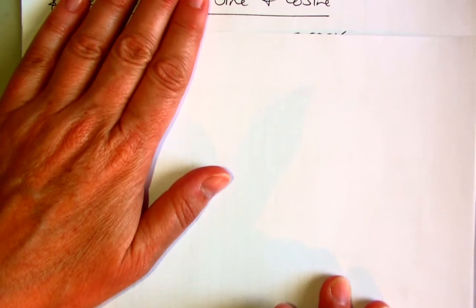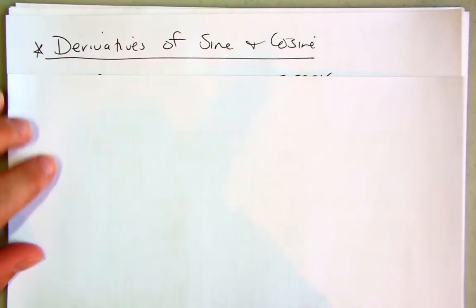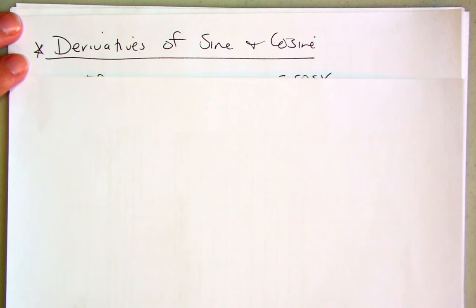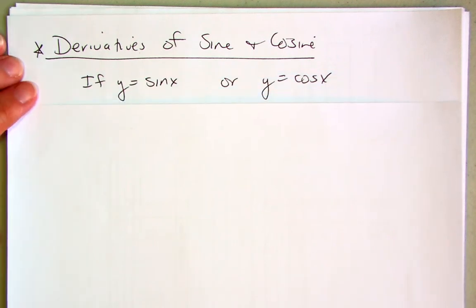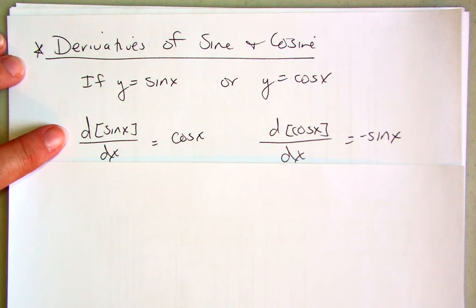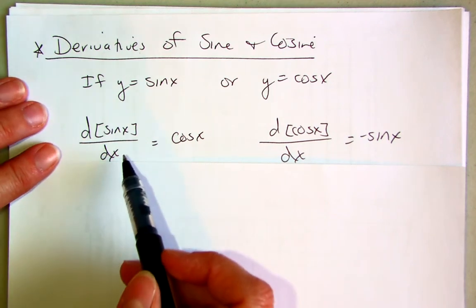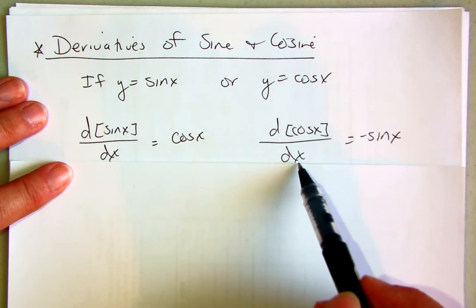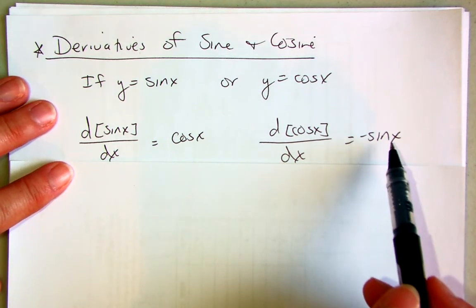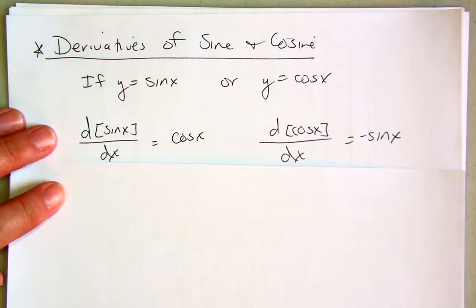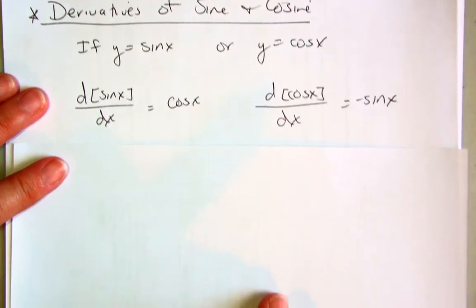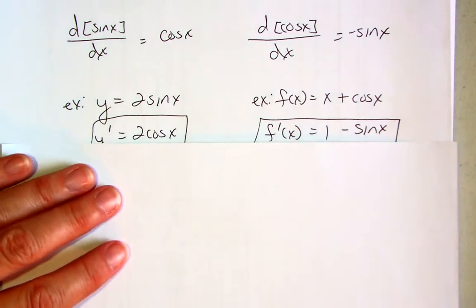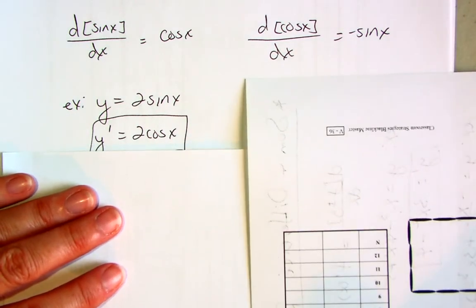Let's do two trig functions. Let's find out the derivatives of sine and cosine. If I have these functions, this is their derivative. The derivative of sine of x with respect to x is cosine x. The derivative of cosine x with respect to x is negative sine x. These you will need to memorize. So let's use that idea.